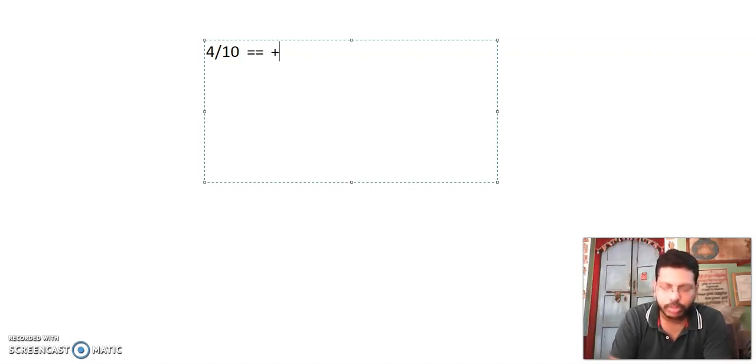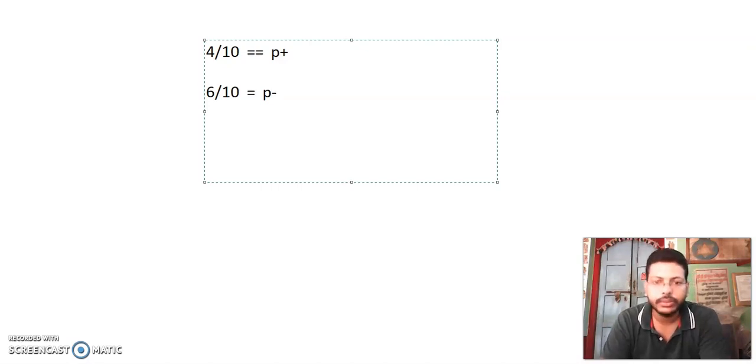So that is P positive. And negative cases will be 6 by 10. So it will be P negative. So we saw how P positive and P negative are calculated.